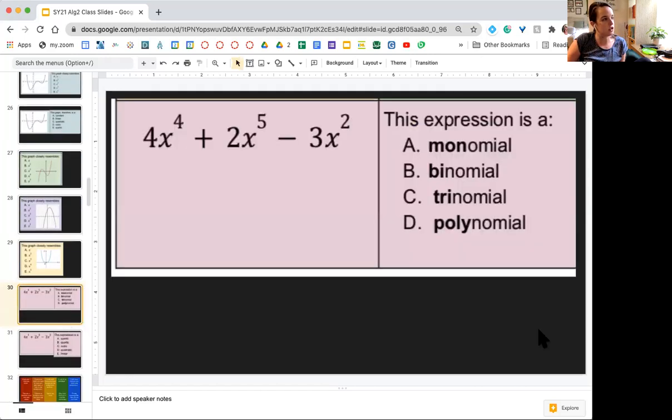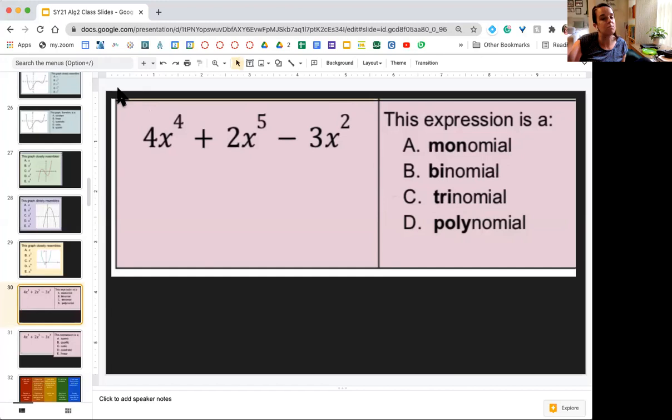All right, let's do it. We got 2 more. Here we go. This one should be fast. Is this a monomial, binomial, trinomial, or polynomial? Which one is it? Is it bi, tri, mon, or poly? Take 5 more seconds. 4, 3, 2, 1. Get those votes in. Cool. It is a trinomial.